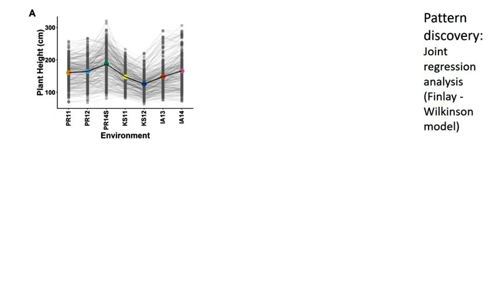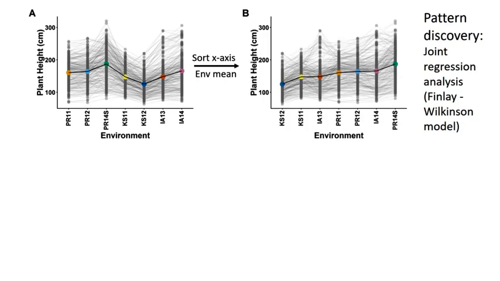Now I want to talk about the pattern discovery journey for this trait. We use a joint regression analysis, also called the Finlay-Wilkinson model. Here is the same graph as before, showing the variation of the phenotype. Please note the x-axis is currently sorted by geographical location, more specifically by day length. If we resort the axis based on environmental mean, that gives us an increasing trend, from relatively lower plant height to higher plant height.